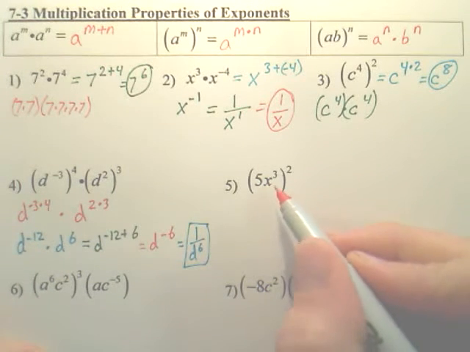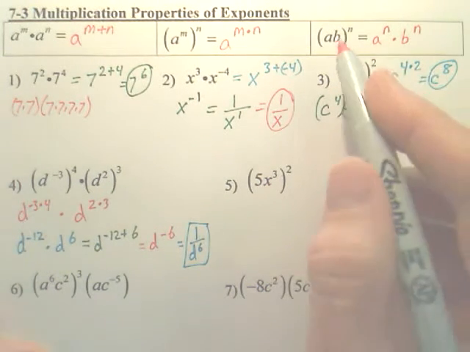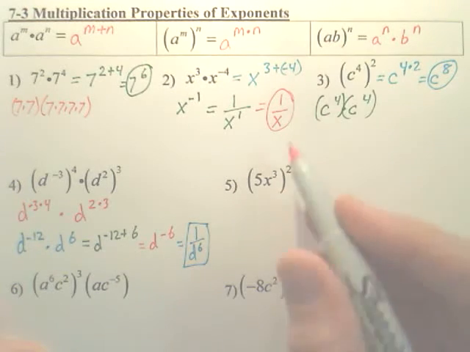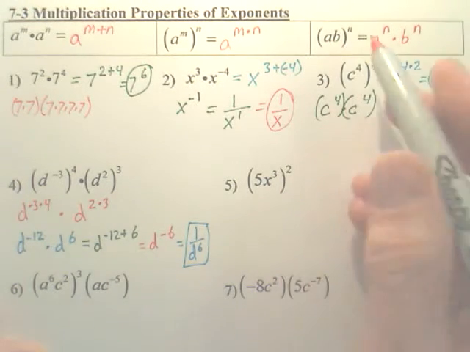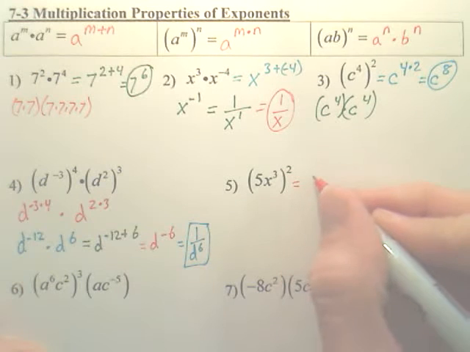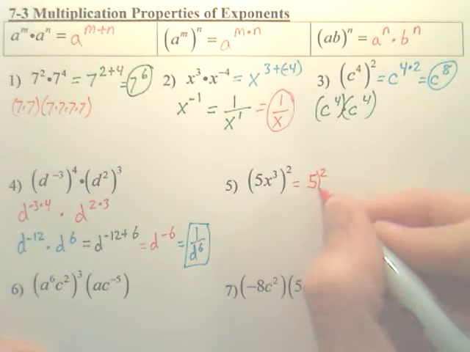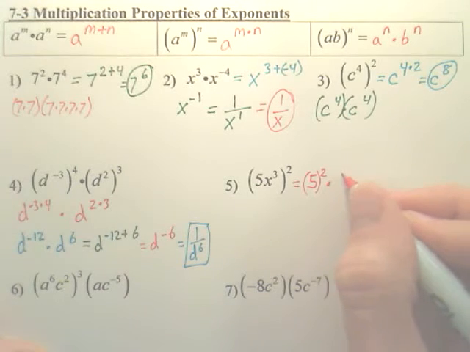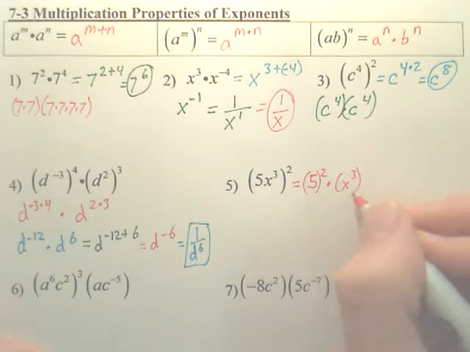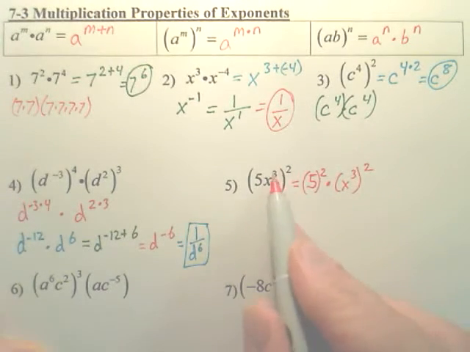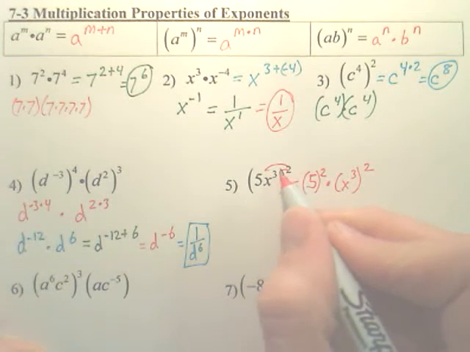Okay, number 5. Number 5 looks a lot like this one. See right here? A, B, this is A, this is B, both to the n. So what this one will look like is this is going to be 5 squared times x to the 3rd squared. Do you see how I distributed the squared basically to both pieces?